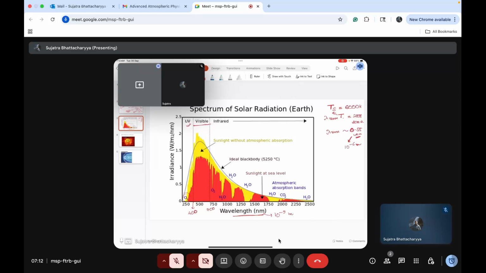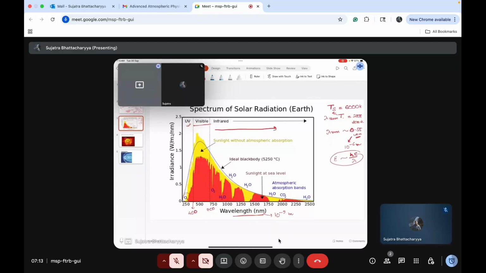The lesser the wavelength, the more the energy. Why? Because if you remember, the energy goes as h nu, right? So hc by lambda, inversely proportional to lambda. The smaller the lambda, the more the energy. So UV radiation has higher energy. Similarly, as you go beyond the visible comes the infrared. So this area is completely the infrared radiation.